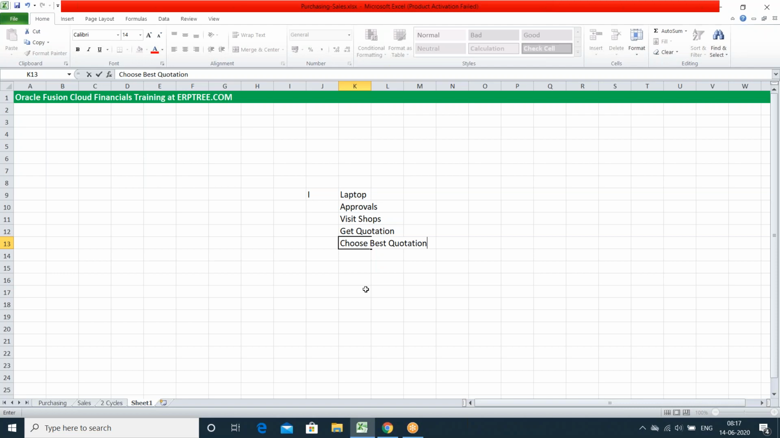After choosing the best quotation, I'll buy the laptop from the respective shop. I'll buy the laptop and I'll make the payment also. That's all. So right from identifying the requirement and taking the approvals, visiting the shops, getting the quotations, choosing the best quotation, buying the laptop and making the payment, nobody else is going to be involved. I'm the only one person involved in this process.